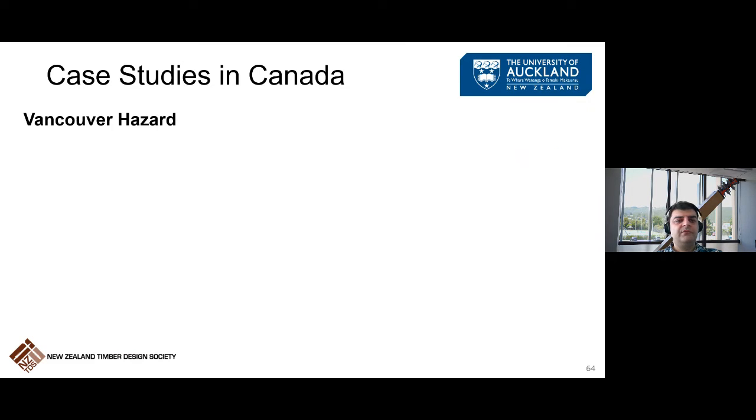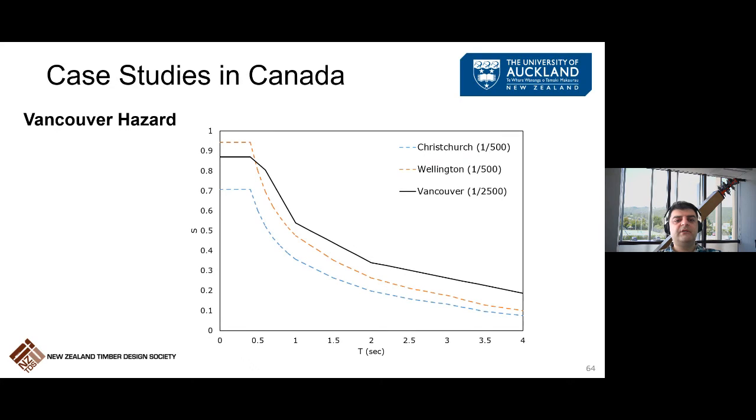Now I want to move into case studies overseas, in Canada. Before I start, I just want to show you the Vancouver hazard, because not many of us know how demanding earthquake is in North America, in Vancouver. Vancouver is very demanding in terms of earthquake. It is something between our current Wellington and current Christchurch, so close to our demand, and it requires the same level of attention to connections for mass timber structures.